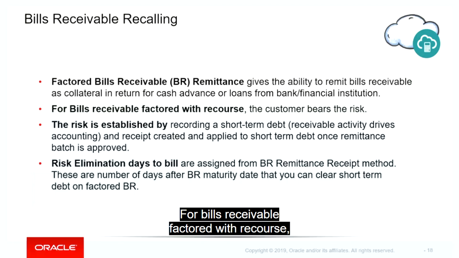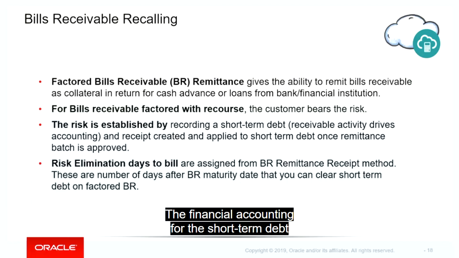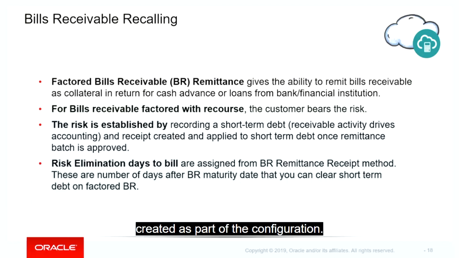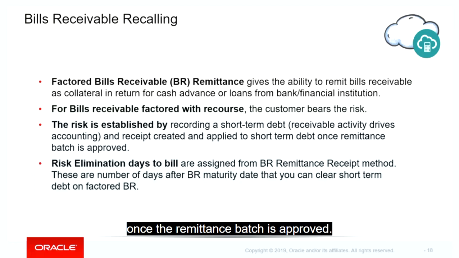For bills receivable factored with recourse, the customer is the primary owner of the risk. The risk is established by recording a short-term debt or a loan. The financial accounting for the short-term debt is driven by the receivable activity which has been created as part of the configuration. The receipt which gets created is applied to the short-term debt once the remittance batch is approved.